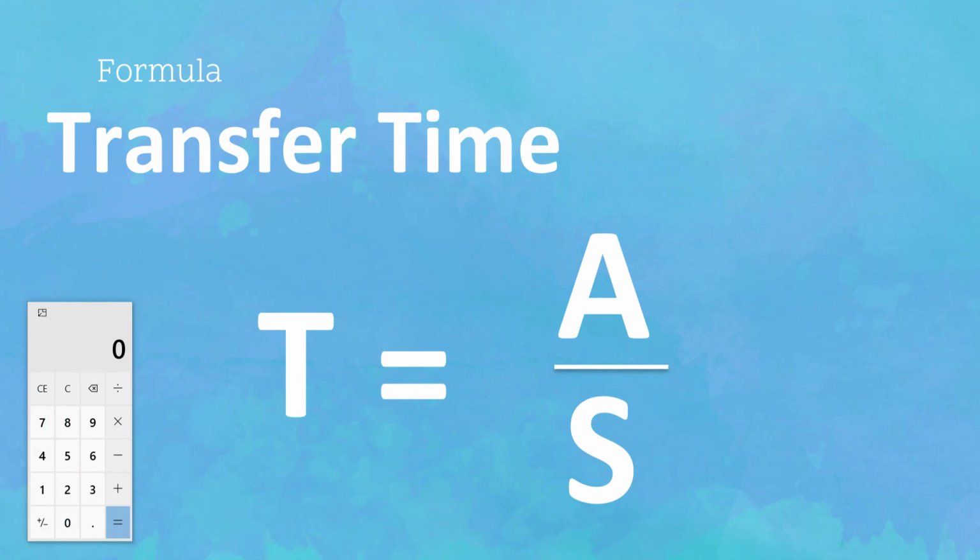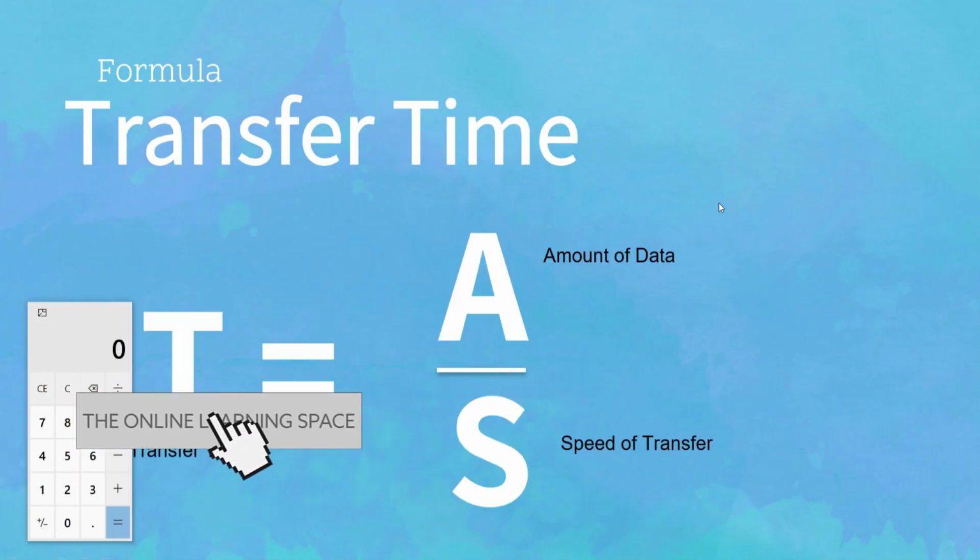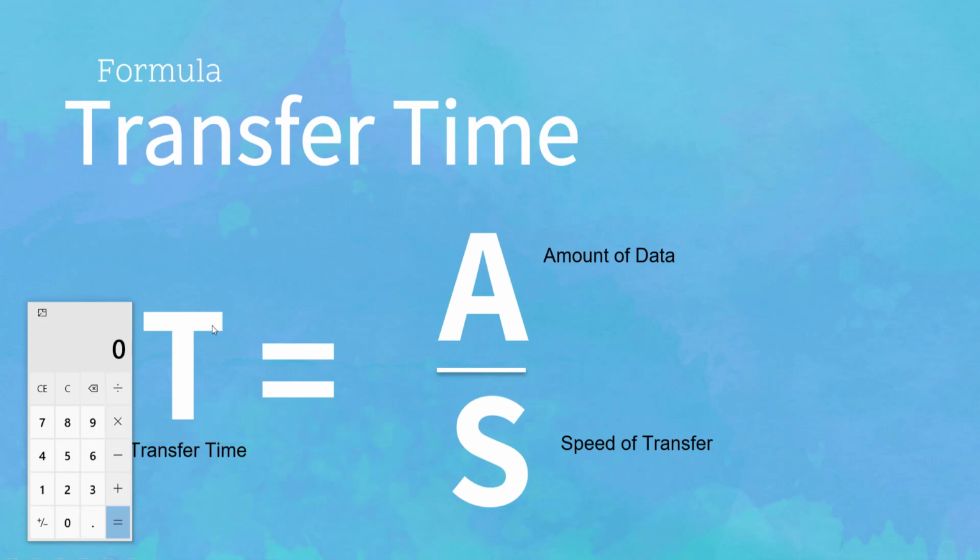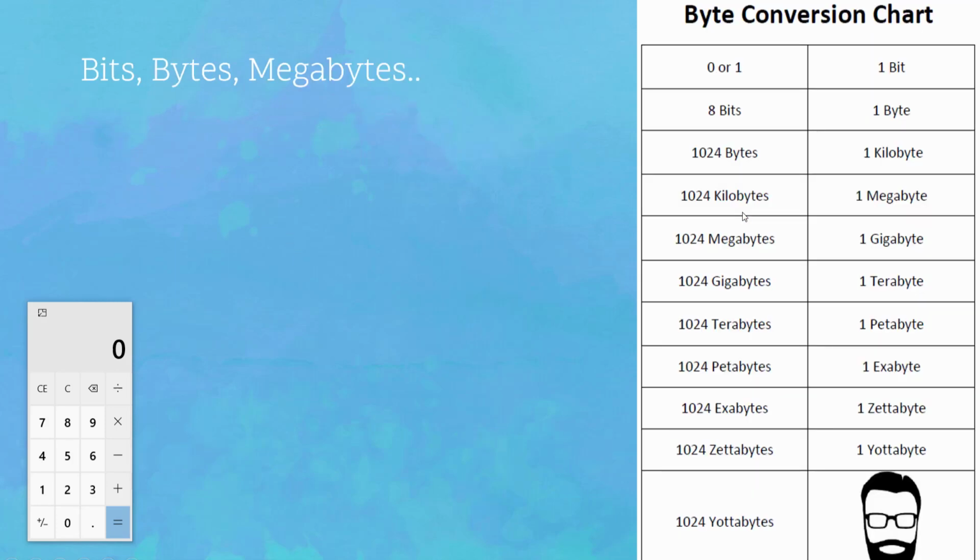So the first thing that you need to understand is this formula. Now this formula is T equals A over S. When we talk about the transfer time, if you want to find out the transfer time, you need to know how much data you want to transfer and the speed of the transfer. So it'll always revert back to this formula.